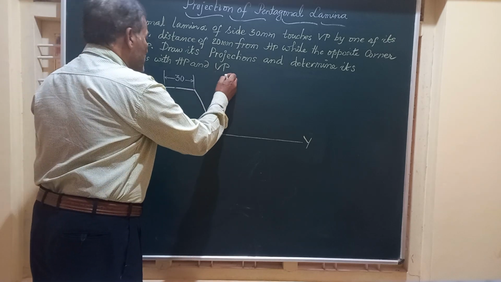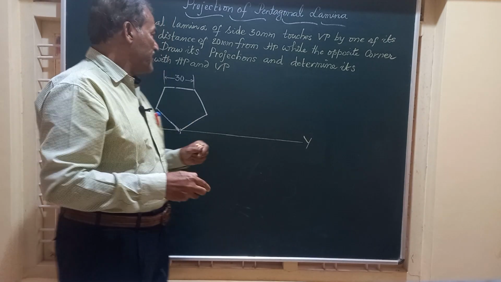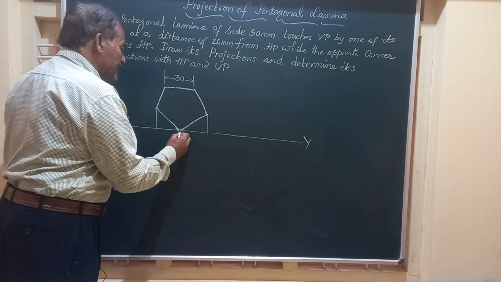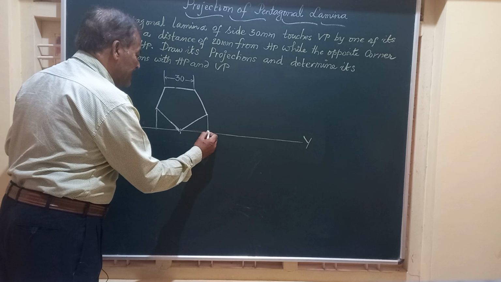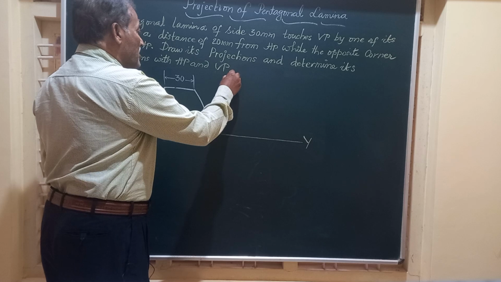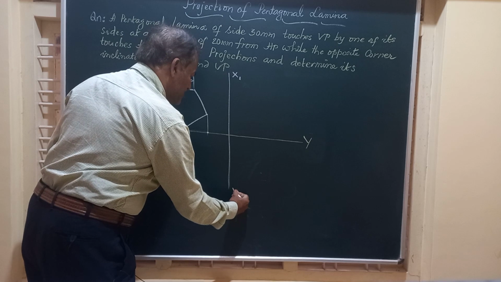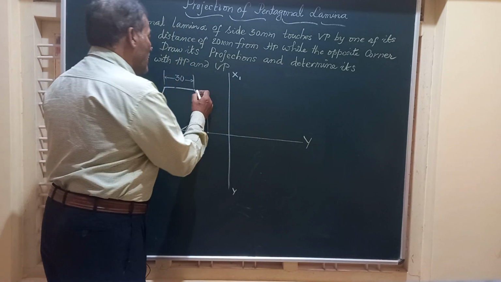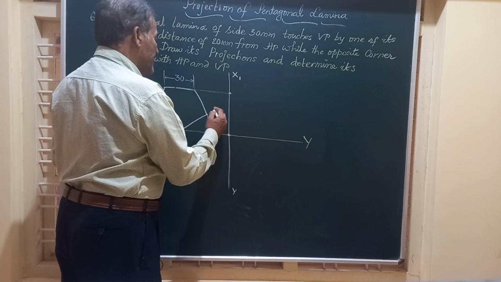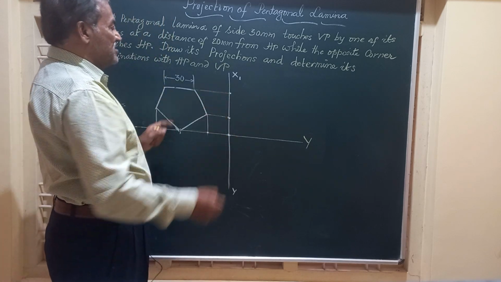So friends, I am going to get the top view. When you see from the top view, for any lamina resting on VP, it is going to be a line on xy. So I am going to get a line here. This is the line, the top view of this lamina, and we are going to draw x1, y1, the line of intersection of VP and the right profile plane, and obtain this side view on that. So friends, this is how we get the front view, top view and side view of this lamina which is on VP.